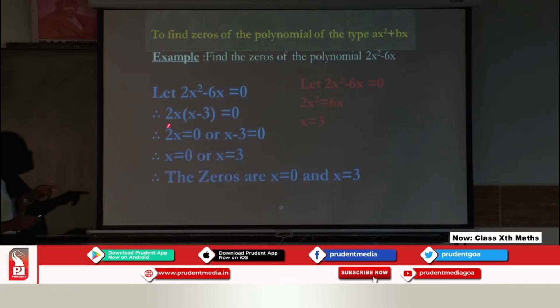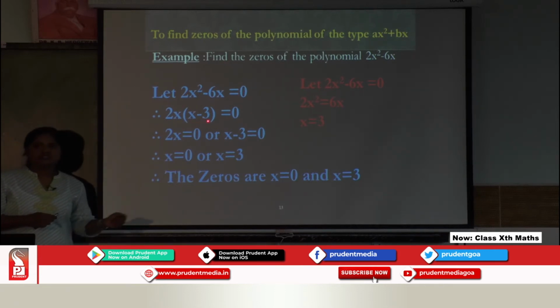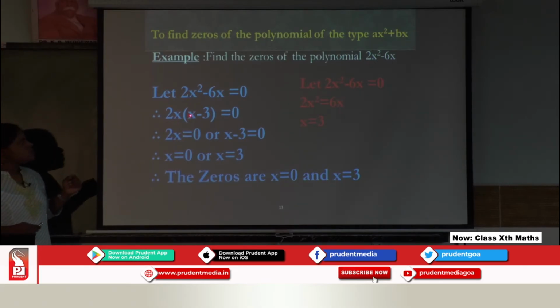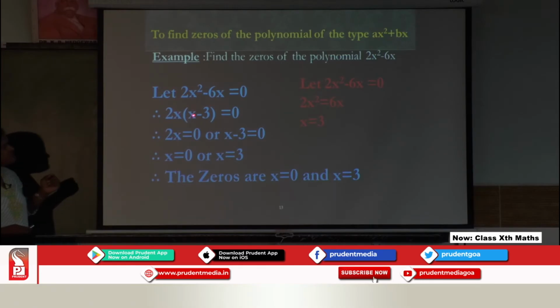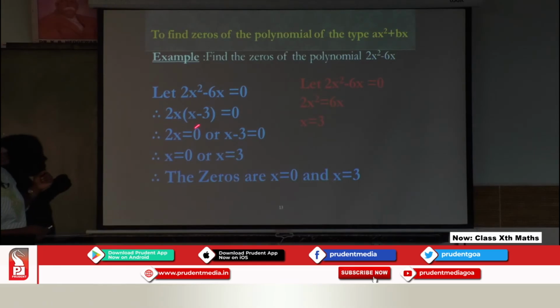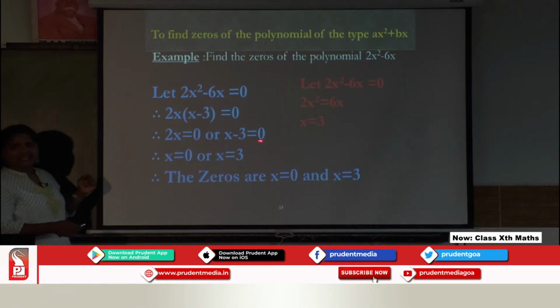So let us have a look at the proper steps. Let 2x square minus 6x is equal to 0. What we are supposed to do is that rather than shifting the term, we take the common factor out. So of 2 and 6, the common factor is 2, and of x square and x, the common factor is x. So what is left inside the bracket? Here x, because 2x into x is 2x square, and here it will be 3 because 2x into 3 is 6x. So I have 2x is equal to 0, or the second bracket, x minus 3 is equal to 0.